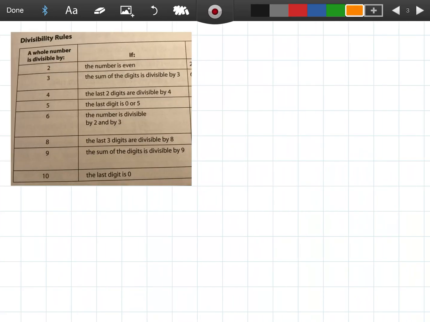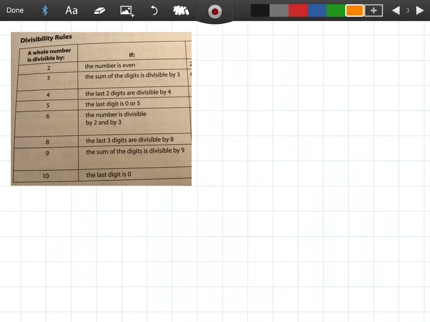We're looking at division. So these are the rules that are in the math work for you to look at, and these are the divisibility rules. It means that you can divide this whole number by this factor and you will not end up with any remainders. Any number is divisible by any number, but that's when you get into remainders or decimals. So a whole number is divisible by 2 if the number is even.